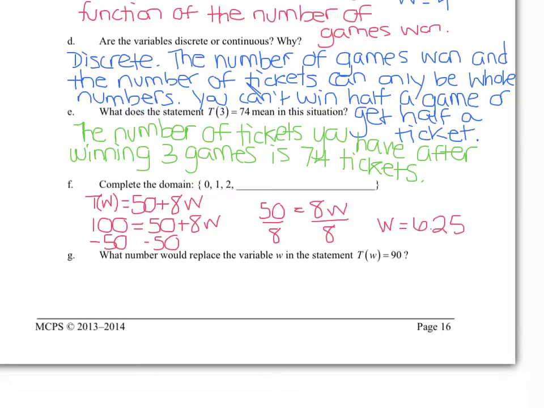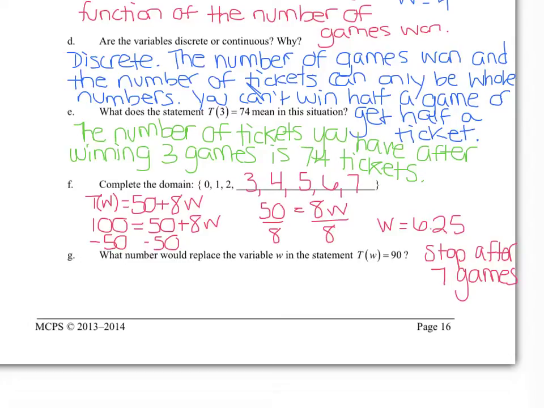Now, if you think about it logically, after 6 games, you still won't have 100 tickets. You have to play more than 6 games. So what we can see is that we're going to stop after 7 games. All right, and therefore we can fill out our domain as 0, 1, 2. Now remember, these are only whole numbers. 3, 4, 5, 6, 7. We're going to stop at 7 because they stop after you've won at least 100 tickets.